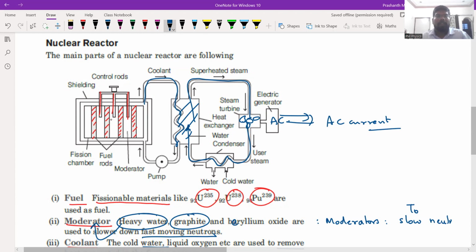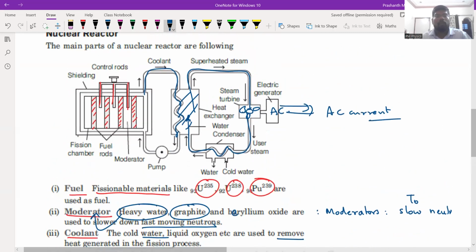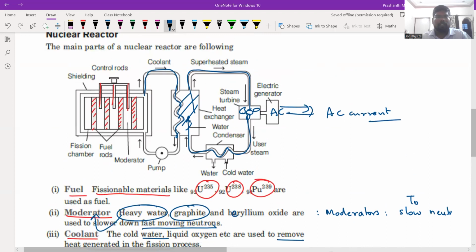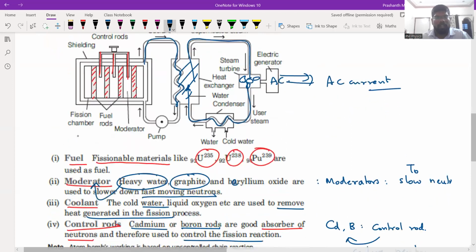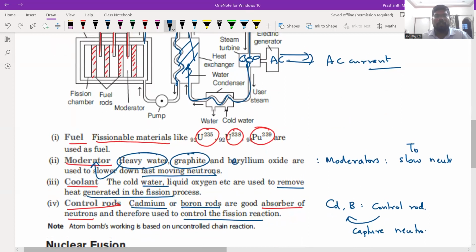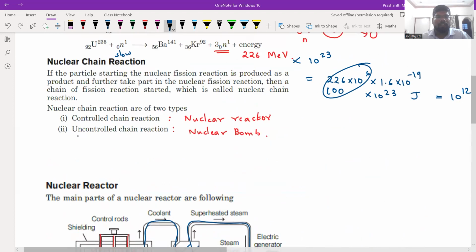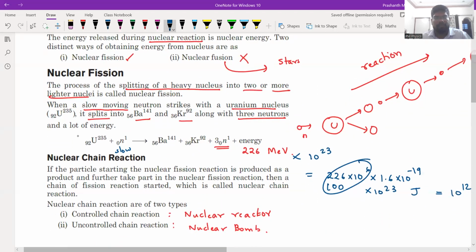Understood? These are the main parts of a nuclear reactor, the components. They will ask this for the board exam as a 5-mark question. Describe the working of a nuclear reactor. Just draw the diagram, say that these are the components, and you can write one equation, the nuclear fission reaction. That's it, done.